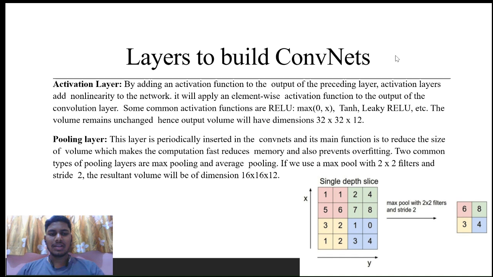Next, we have the pooling layer. This layer is periodically inserted into the ConvNet, and its main function is to reduce the size of the volume, which makes the computation fast, reduces memory, and also prevents overfitting. Two common types of pooling layers are max pooling and average pooling. If we use a max pool with a 2 cross 2 filter and stride 2, the resulting volume will have a dimension of 16 cross 16 cross 12.